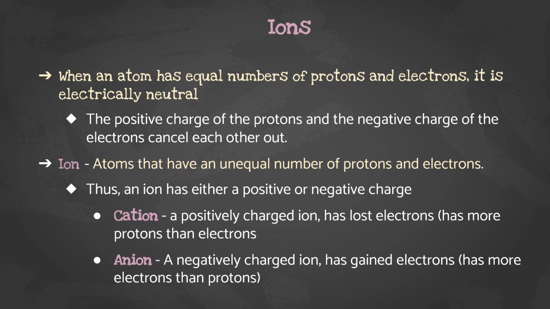A positive charge exists on the proton, and a negative charge exists on the electron, and they cancel each other out. But if we have more protons than electrons, or more electrons than protons, we're going to get different ions. Ions are atoms that have an unequal number of protons and electrons. Thus, an ion can either be positive or negative.